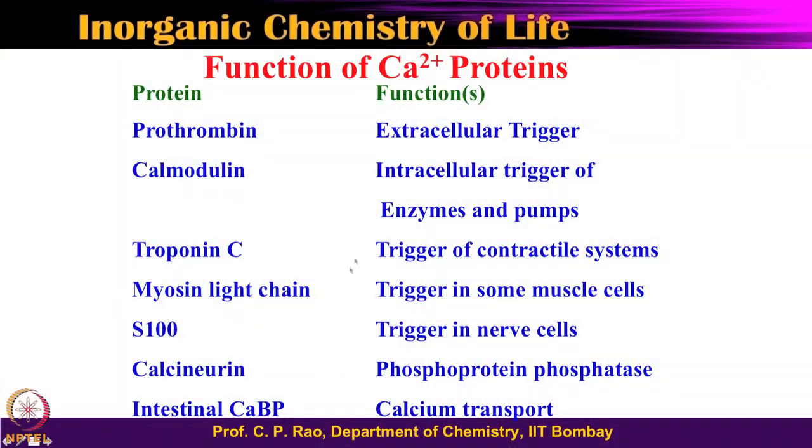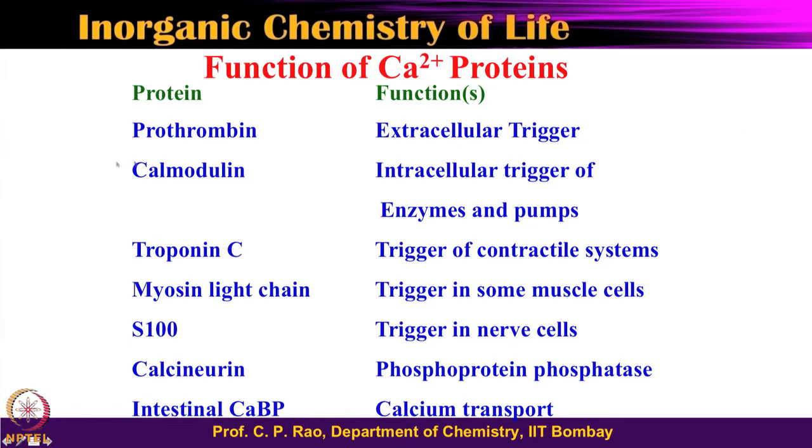So, further, we have looked at, in case of magnesium 2+, what the kinds of functions are. We have seen kinases, phosphatases, mutases, synthetases, polymerases, etc. Let us look at the case of calcium 2+. Calcium 2+ has several kinds of functions, like trigger functions: enzymes and pumps, contractile systems, muscle systems, nerve cells, phosphatase activities, transport activities, as you can see. These are the names of the enzymes which have that function.